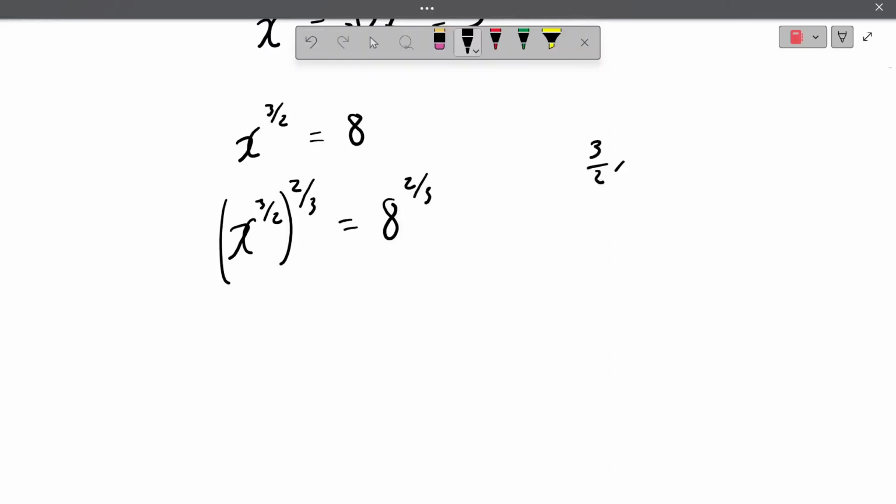3 over 2 times 2 over 3 is basically the same as 6 over 6, which is 1. So this is how I go about it. I would just go, this is x to the power of 1, and 8 to the 2 over 3, if you type that into a calculator, or you could work it out, is 2. And it's the cube root of 8, which is 2, squared, which is then equal to 4.